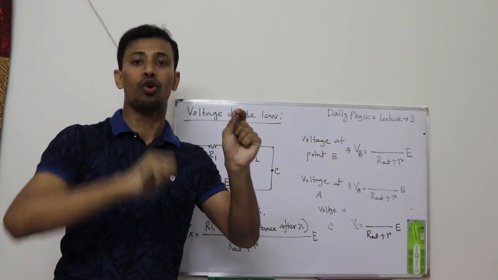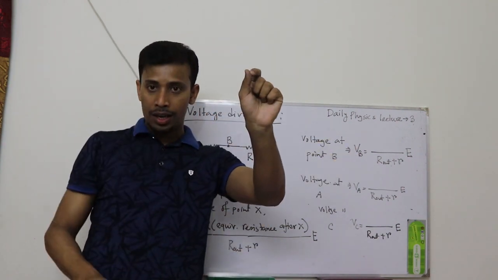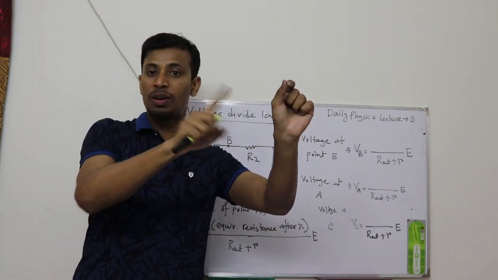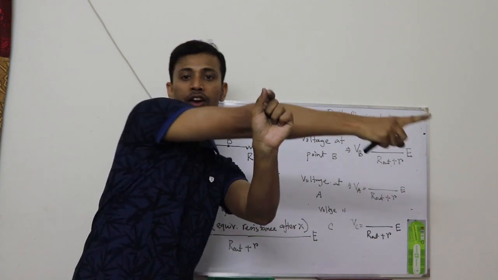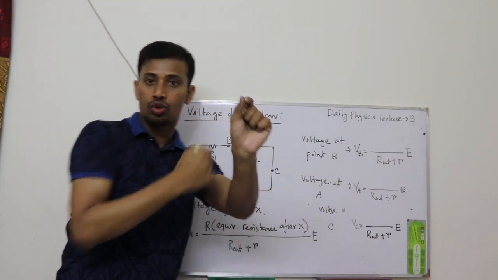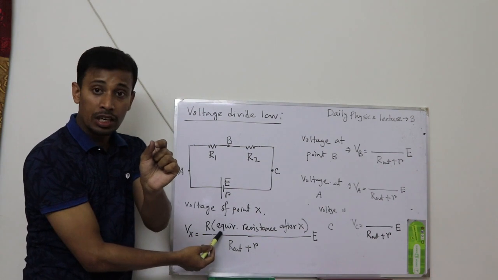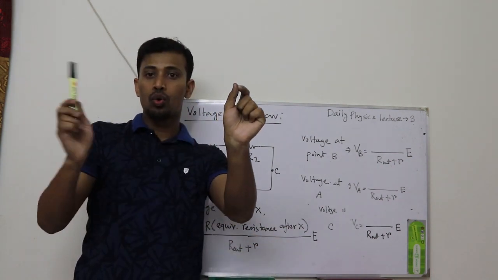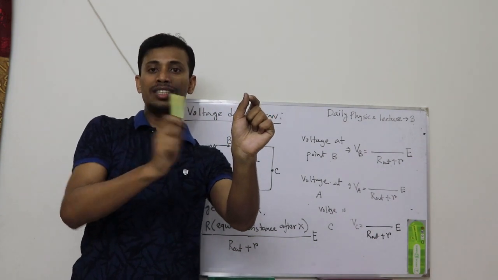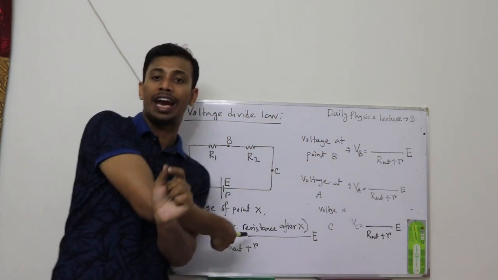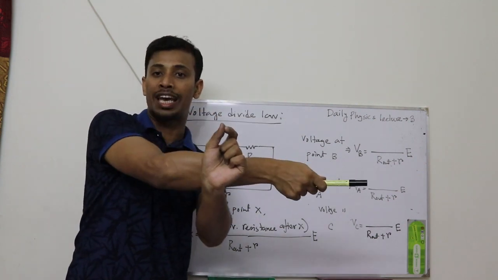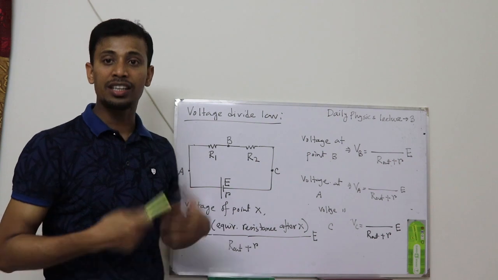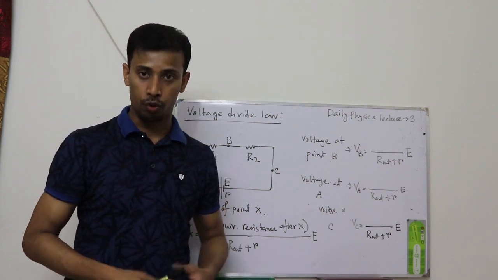Suppose we have four resistors, R1 and R2 before point X, and R3 and R4 after point X. So here what will we write? Equivalent resistance after X. We will not write R1 and R2, but rather R3 and R4 at the top. Why? Because after point X there are R3 and R4. So we will write here the equivalent of R3 and R4.